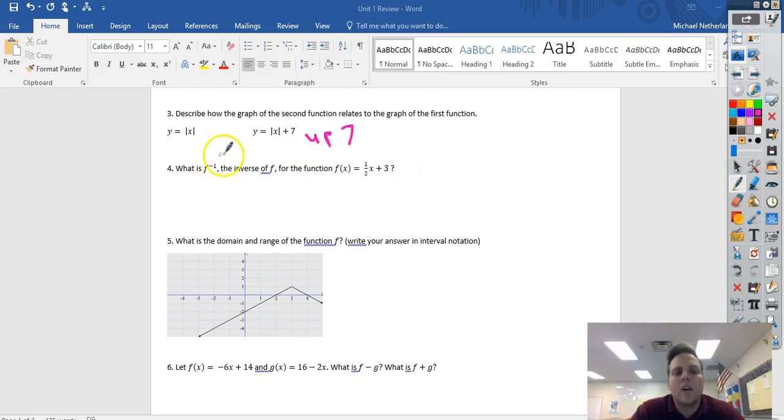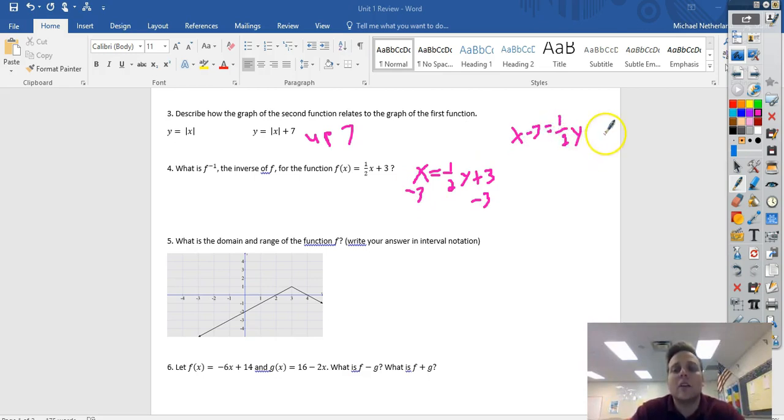Number 4. What is the inverse for the function f of x equals 1/2 x plus 3? Hopefully you remember what we talked about yesterday, that to find the inverse, step 1 is to switch x and y. So we say x equals 1/2 y plus 3. Now I need to solve for y, so I need to subtract 3 from both sides. So minus 3, minus 3, and I get x minus 3 is equal to 1/2 y.